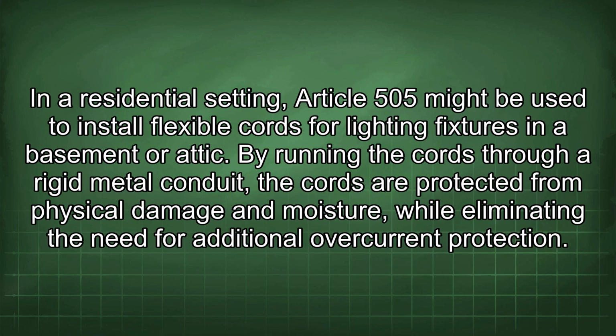In a residential setting, Article 505 might be used to install flexible cords for lighting fixtures in a basement or attic. By running the cords through a rigid metal conduit, the cords are protected from physical damage and moisture, while eliminating the need for additional overcurrent protection.